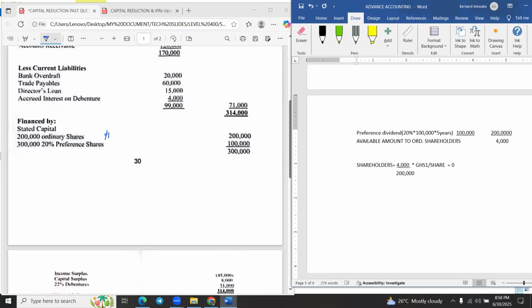So what is the value? I think 0.32, if I'm not mistaken. Do it for me. 0.02. All right. So that means every shareholder will be receiving 0.02 for every 1 cedi share contributed.